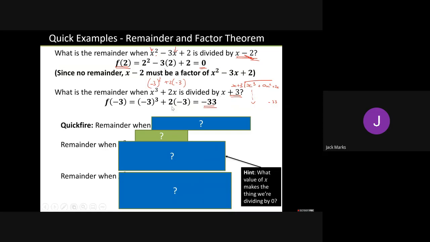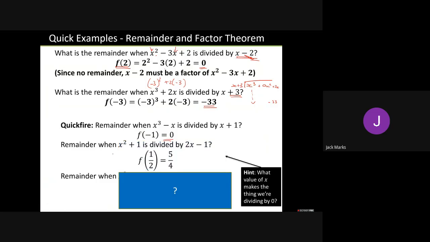Okay, so what are these boxes doing? What's the remainder, for example, when x cubed minus x is divided by x plus 1? Well, the quick way of doing it is you would just put minus 1 in. The answer here is 0. What does that mean? It means that it's a factor.